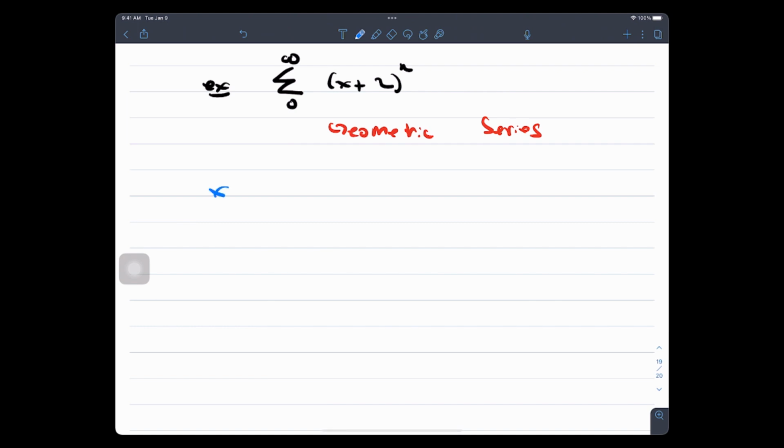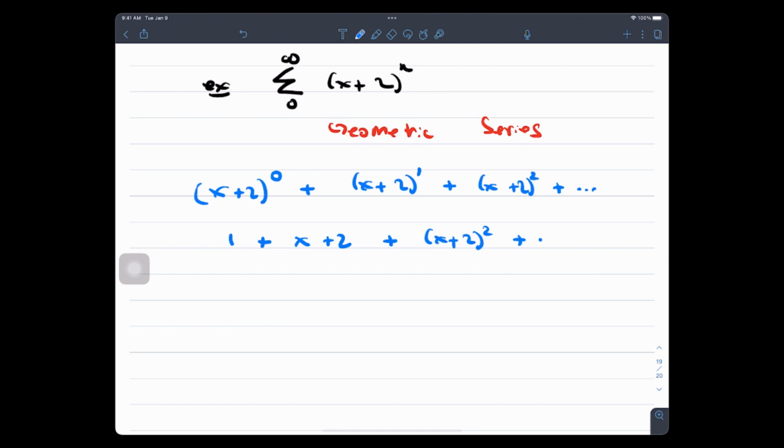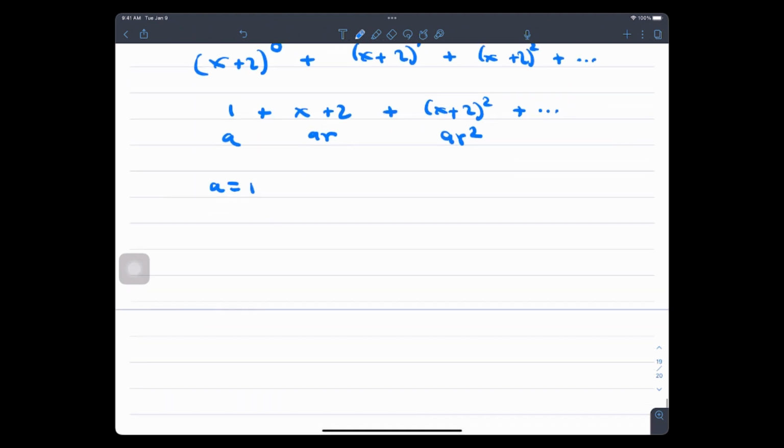Well, look at the terms. This is when n is 0, n is 1, n is 2, and so on. So 1 plus x plus 2 plus x plus 2 squared. That goes on forever. A, AR, AR squared. What is A? 1. What is AR? X plus 2. So if A is 1, that's 1 times R is x plus 2. And the radius was x plus 2 now.